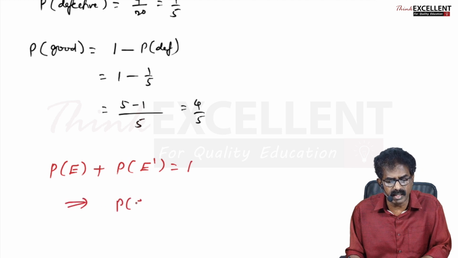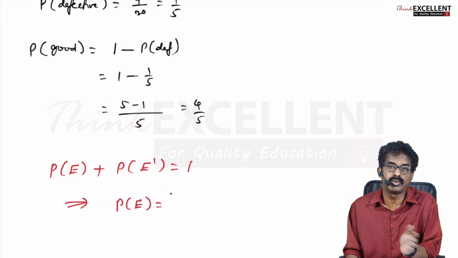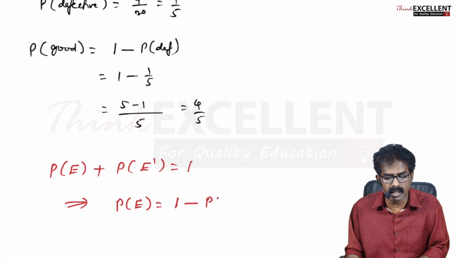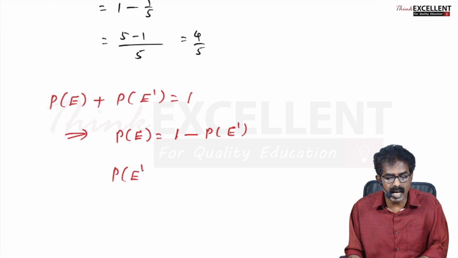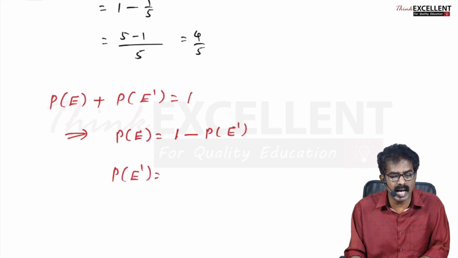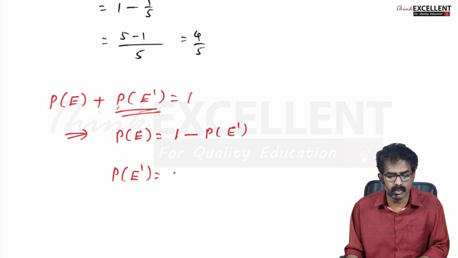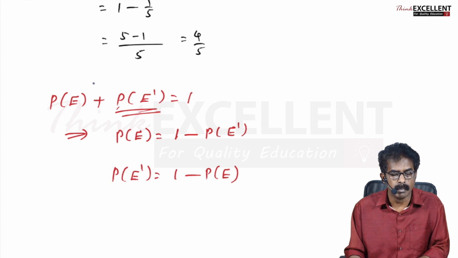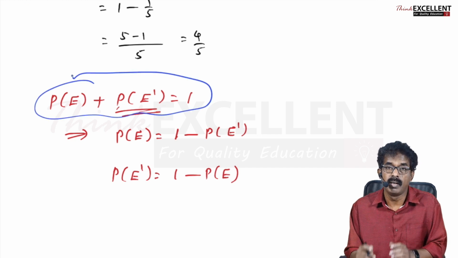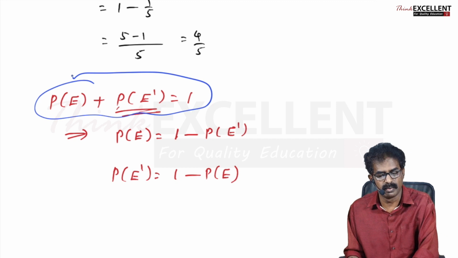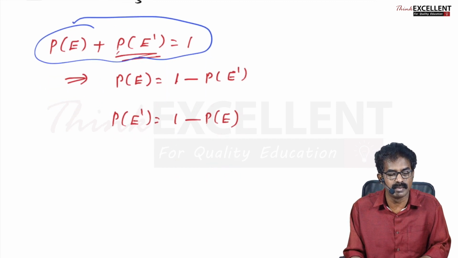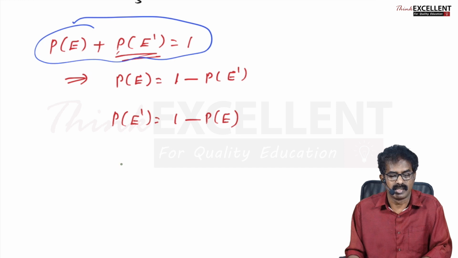From here you can find anything. Suppose you want P of E. Take P of E dash to the other side, you will get 1 minus P of E dash. If you want P of E dash, what you can do is take P of E to that side, 1 minus P of E. But the basic result you have to study is probability of an event plus probability of its complementary event. The answer is what? 1.